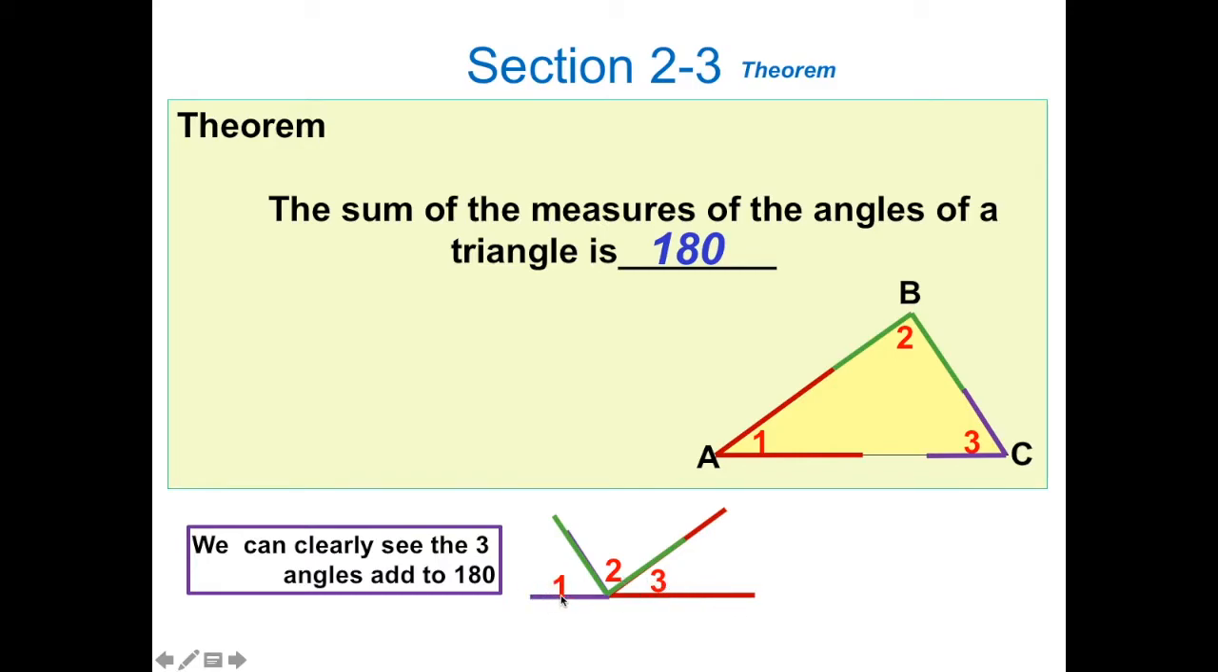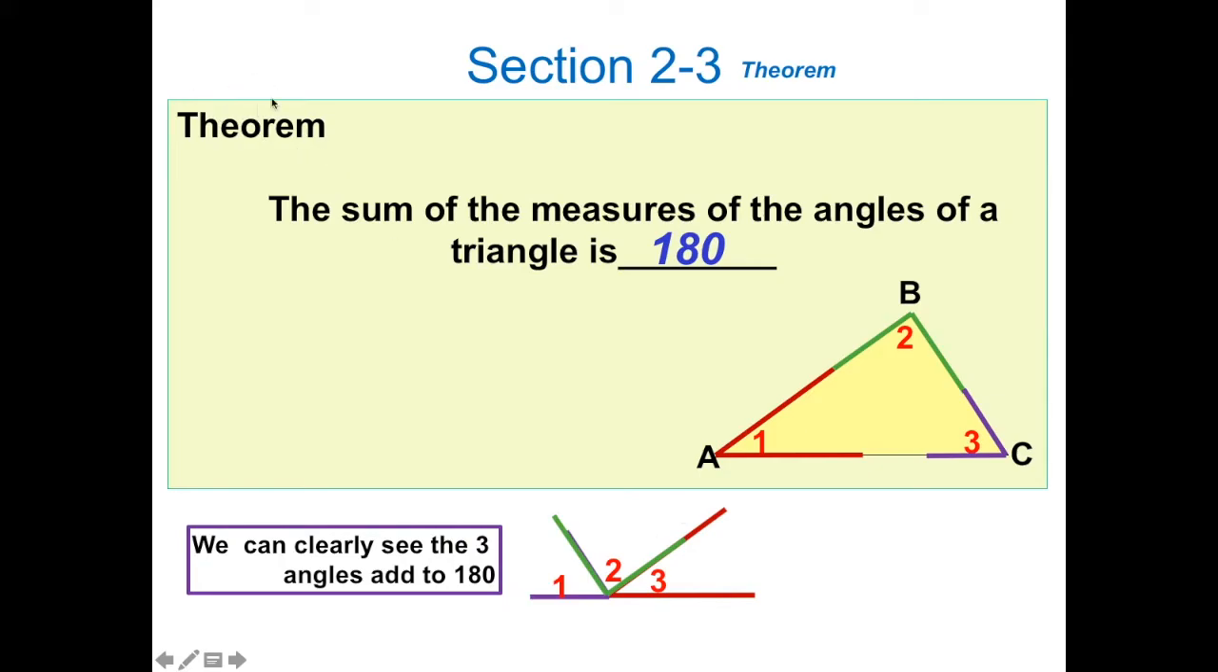Look, because angle 1, this angle here, would be a straight angle. This side of angle 1 and this side of angle 3 would form a straight line if we had angle 2 wedged in between there. So we can clearly observe that the 3 angles add to 180. So are we done here? Is that a theorem? If we're just using this as a rule, would it remain a rule and therefore be a postulate? No, this is a theorem.